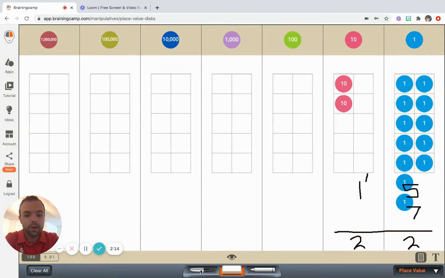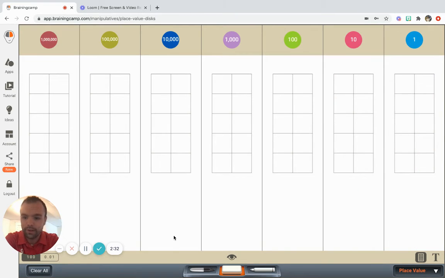So it's important to remember, guys, that when we have a box of 10 filled up or 10 discs in our place value column, that means it can't be in the column anymore. So because I had more than 10, the 2 stay in the ones and the box of 10 moves over. Let's look at one more quick problem.